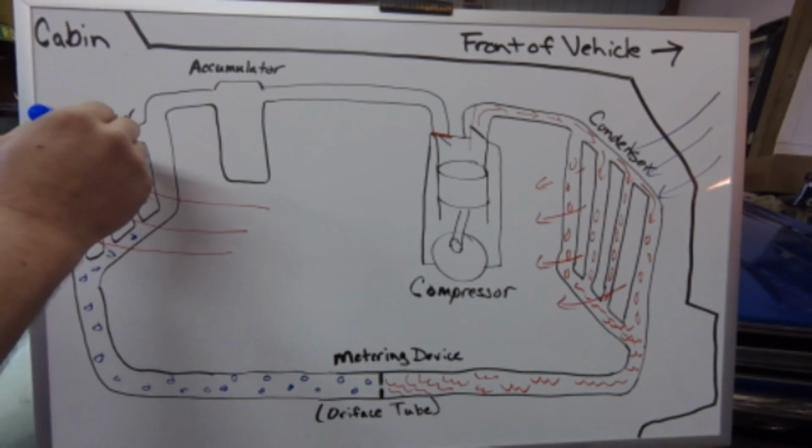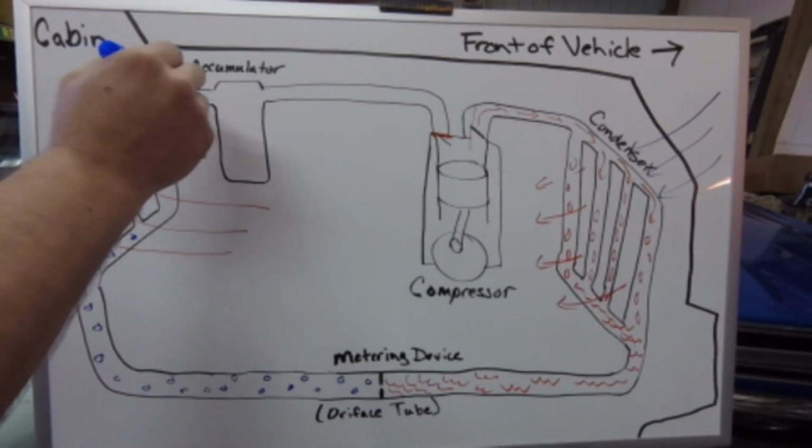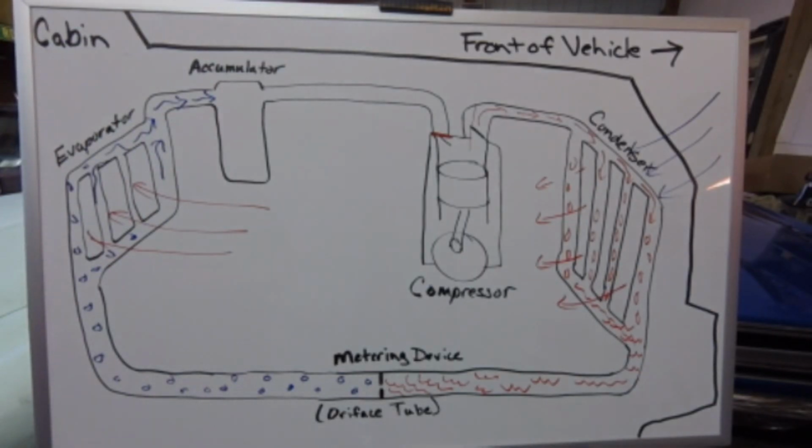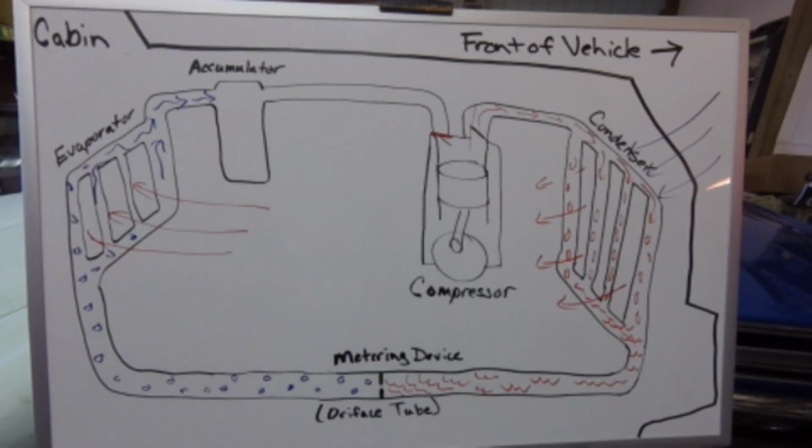So as the refrigerant leaves, ideally it is all a vapor. And it has transferred all of the heat from the outside air, or a large quantity of it, to the refrigerant as it goes back to the compressor.